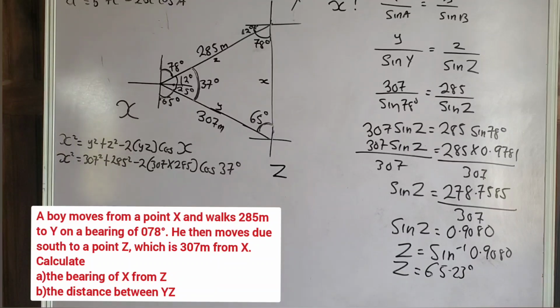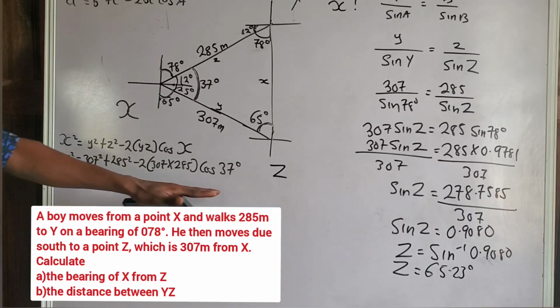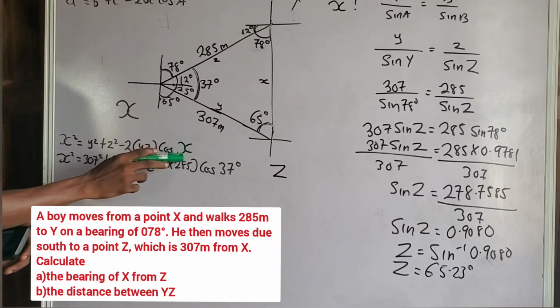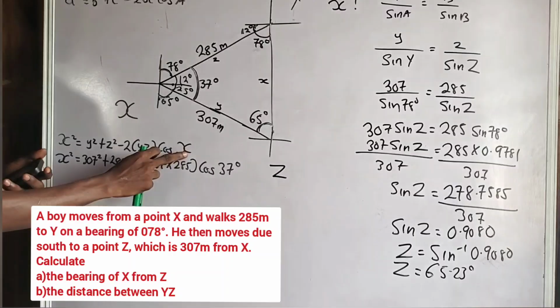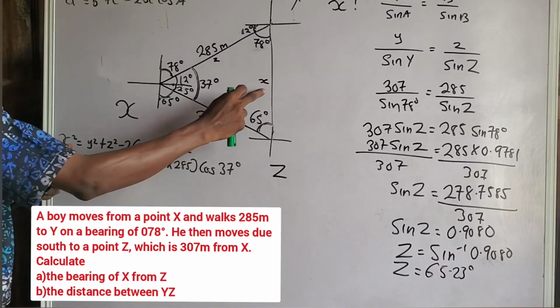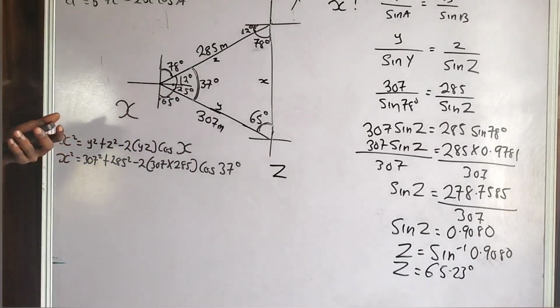Okay, 37 degree is the angle that x faces. You understand? That's how I got 37 degree. This capital letter x, listen, this capital letter x that you see here is the angle that side x faces. Are you getting it? So let us proceed.